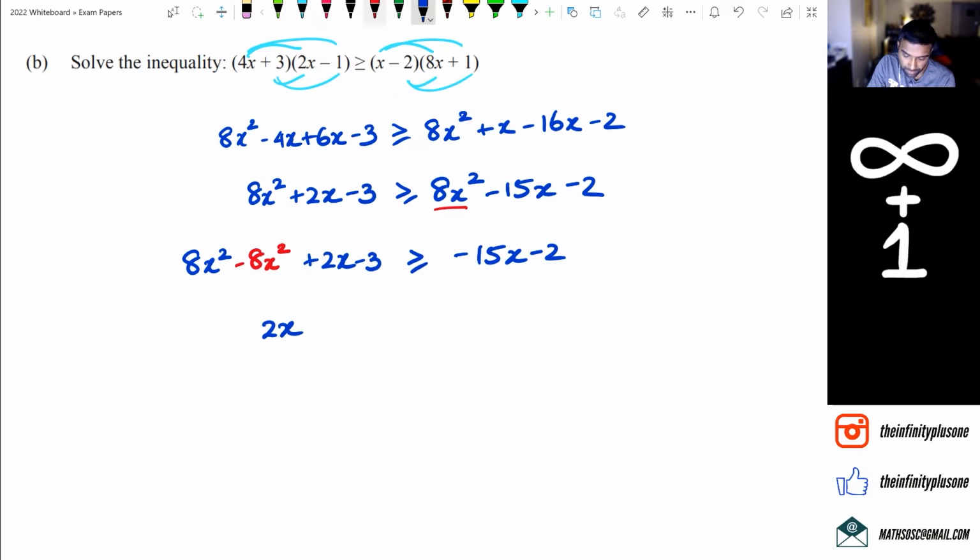So the first one I'm going to be moving is the negative 15x, which is now going to become positive 15x. And what I've got here is greater than or equal to minus 2. But of course, I've also got this minus 3 on this side, and when I switch it over to the right-hand side, it is going to become positive 3. Okay, so with that in mind, what I've got is 17x is greater than or equal to positive 1, and then I can say that x is greater than or equal to 1 divided by 17.